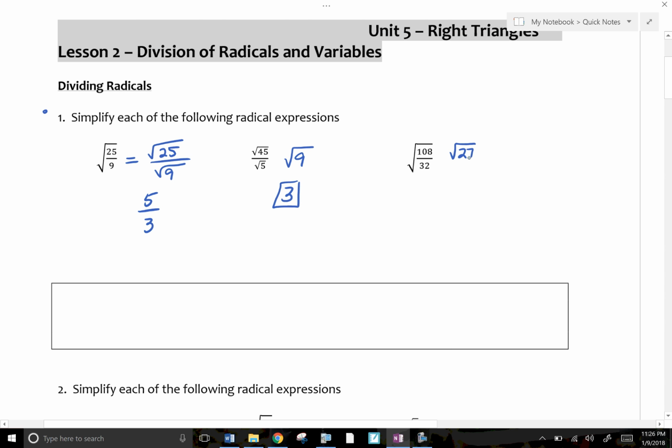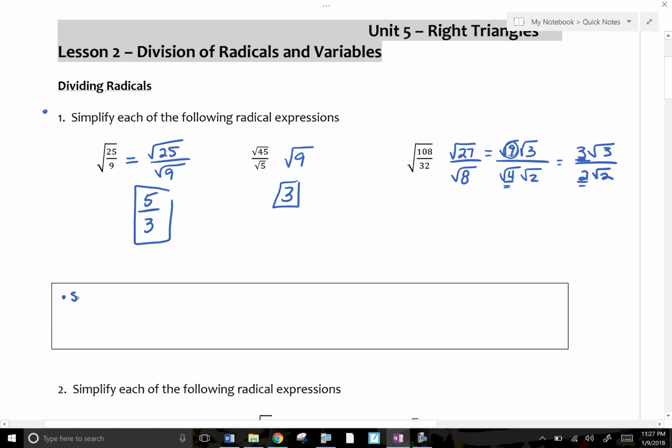So this is 27/8. And then you can simplify each of those and say, hey, 27 is 9 times 3, and 8 is 4 times 2, which makes this 3 root 3 over 2 root 2, because the square root of 9 is 3, and the square root of 4 is 2. Okay? So we have 5/3, 3, and then this last one where you've got 3 root 3 and 2 root 2.